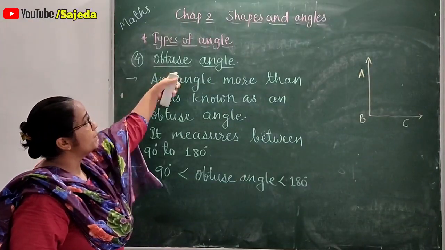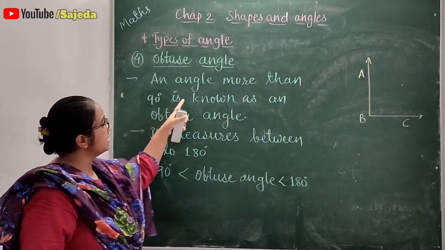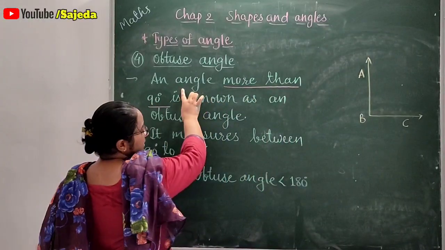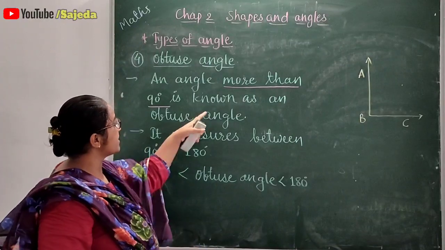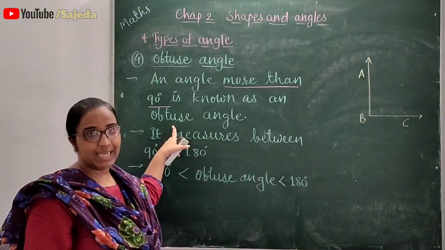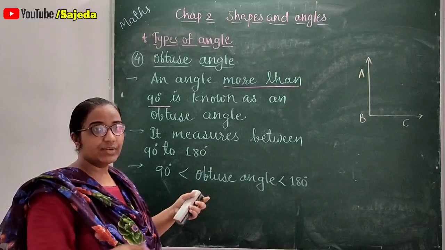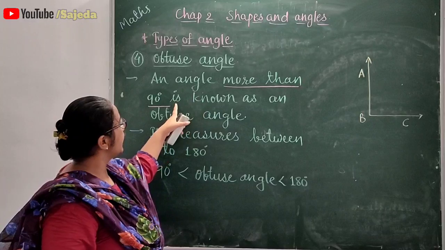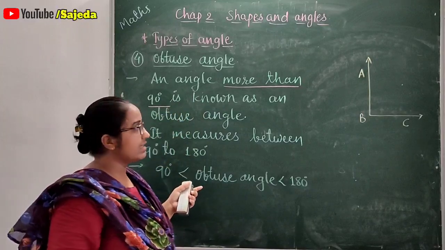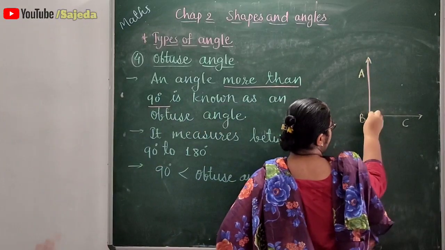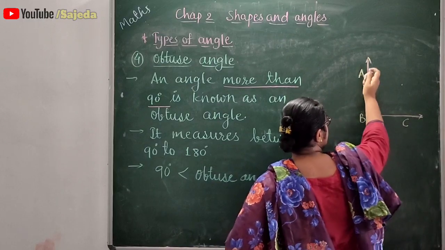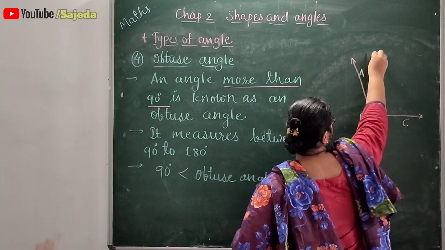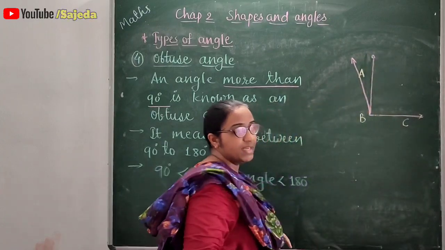Fourth is obtuse angle. An angle more than 90 degree is known as an obtuse angle. Previous was acute angle, that was less than 90 degree. Now this one is obtuse angle and it is more than 90 degree. Suppose this is right angle. If this ray goes in this side, that means it is more than 90 degree.